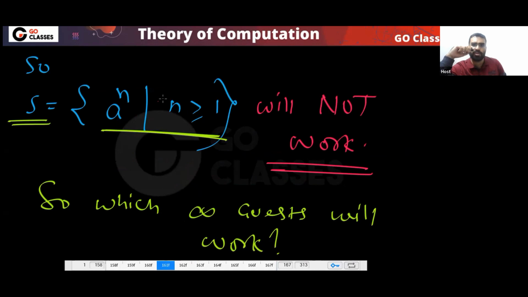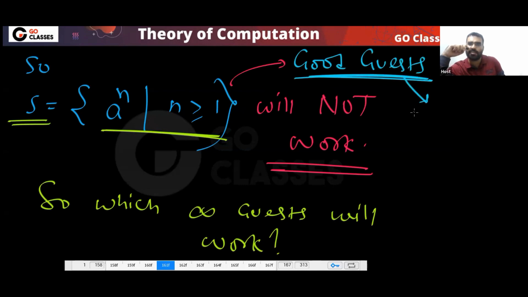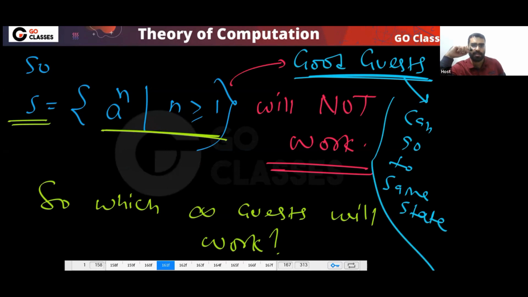Remember, these guests are good, right? I can say these are friendly. These are good guests. They can go to the same state, they can share, they can go to the same state. No problem. They can happily go to the same state. So these guests have no problem.